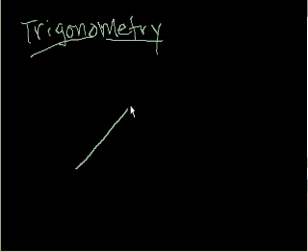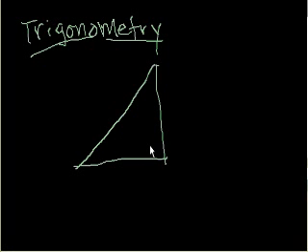So it's a triangle, and it's a right triangle. And just for simplicity, let's say that this side is 3, this side is 4, and the hypotenuse is 5. So the trig functions tell you that for any angle, it tells you what the ratios of the sides of the triangle are relative to that angle.